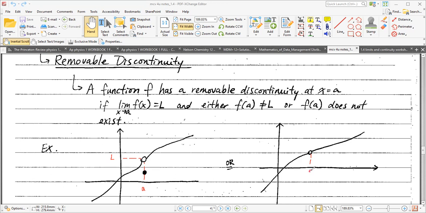Here in this case the point does not exist. But again, the same situation. The limits from right and left are the same, but it's not the same as the value of the function. Again, this is a removable discontinuity or point discontinuity.